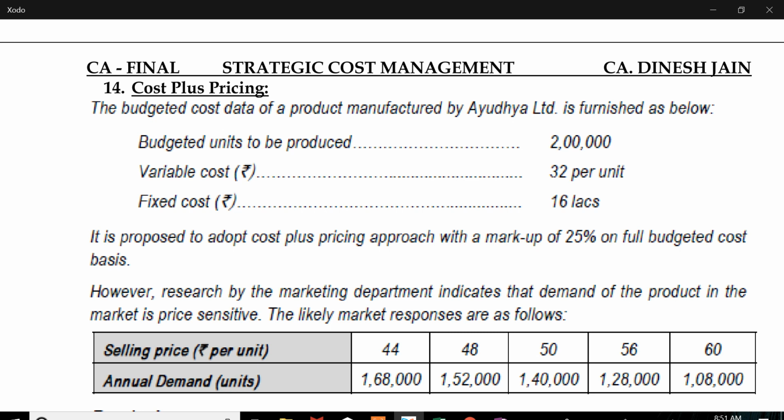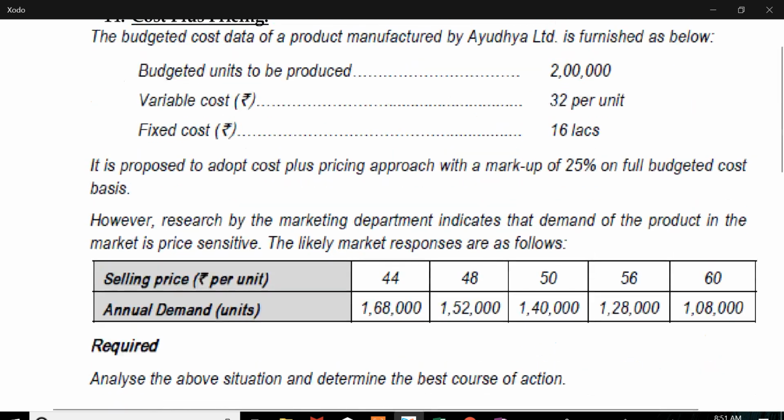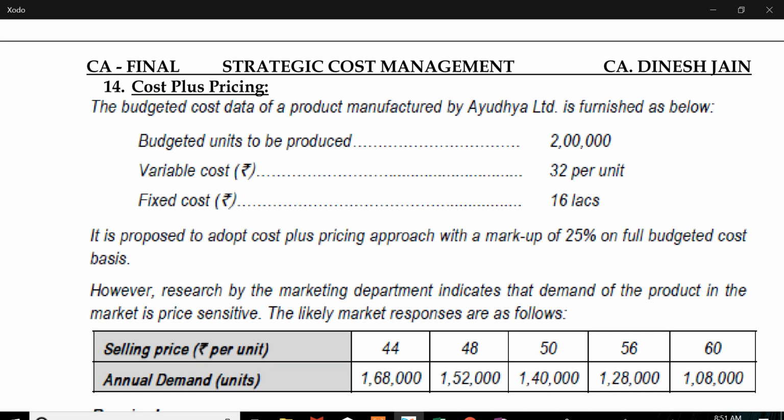Next point. VC per unit would remain the same at 200. Full stop. Selling price equal to 200 plus 30. Any doubts on this? Go through question 14.